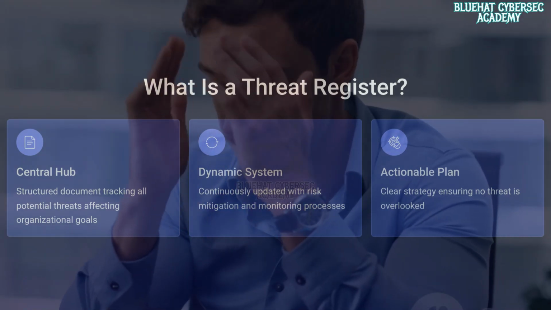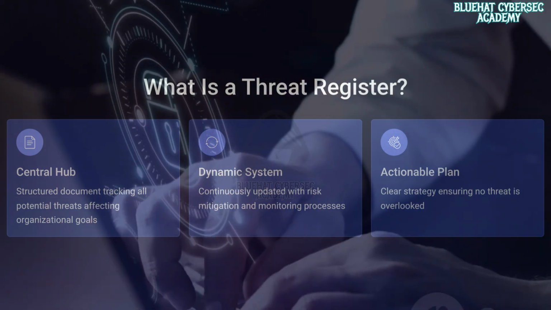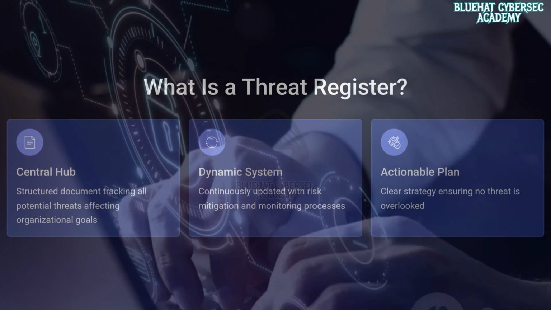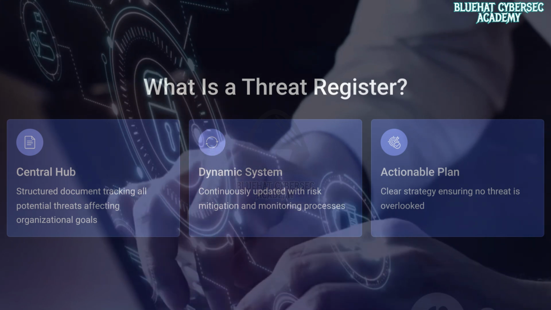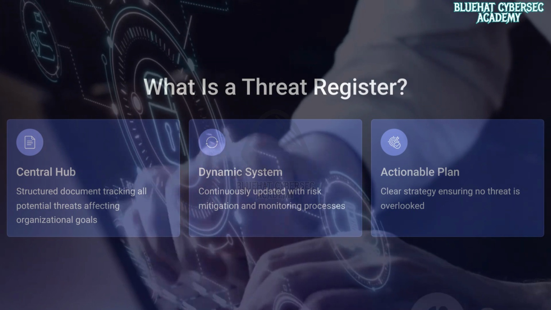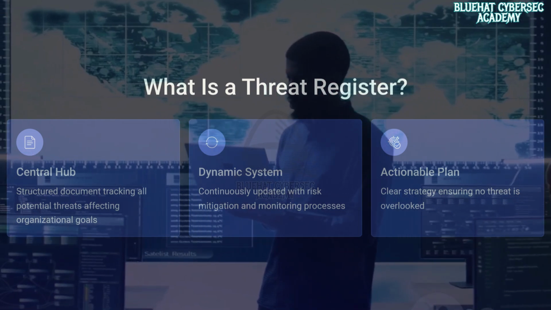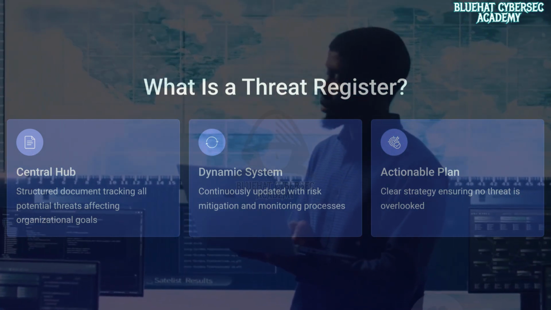So, what exactly is a threat register? A threat register, sometimes called a risk register, is essentially a structured document or database that organizations use to identify, assess, and track potential threats that could affect their goals. Think of it as a central hub where every risk is recorded, categorized, and monitored throughout its life cycle.